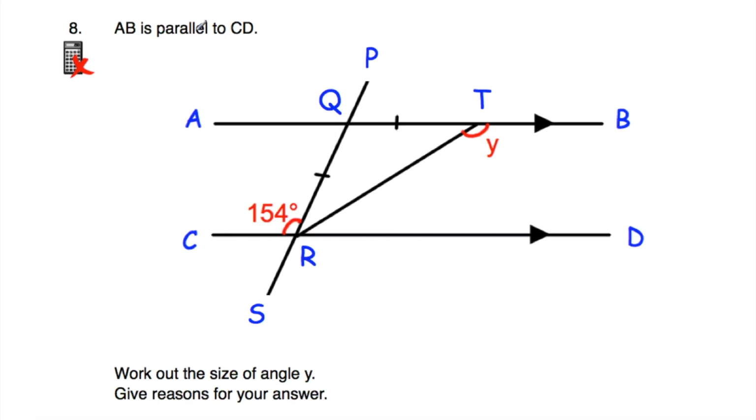Okay, let's have a look at question number 8. We're told that the line AB is parallel to the line CD. We've got some other lines here. We've got PS, a line that crosses both AB and CD, and then we've got the line RT, which joins up this point here with this point here.